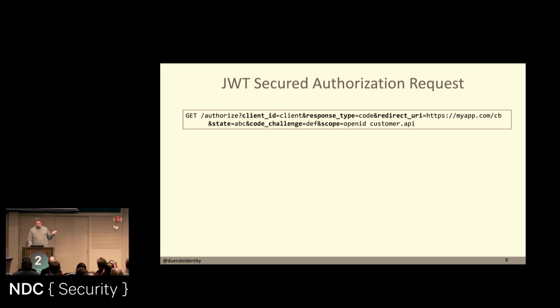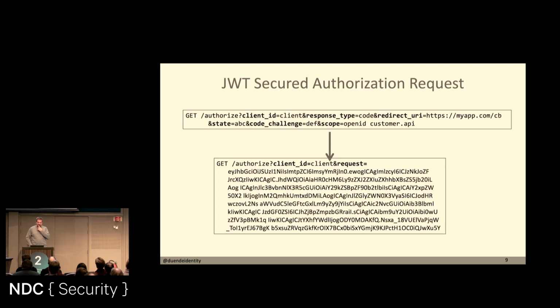So how does it work? Well, basically, as I said, you take your authorize request, and instead of putting all the parameters in clear text onto the URL, you just remove them and replace them by a single parameter called request. Okay? And what is a request? I mean, everybody knows there are 3 dots in the string. It must be a JWT, right? And it is a JWT.